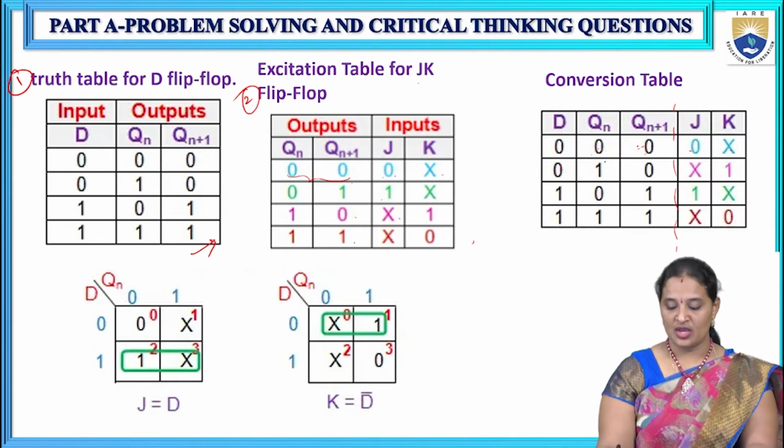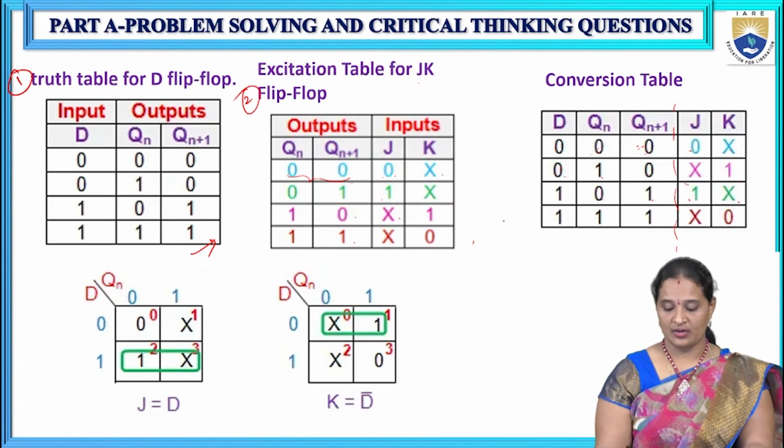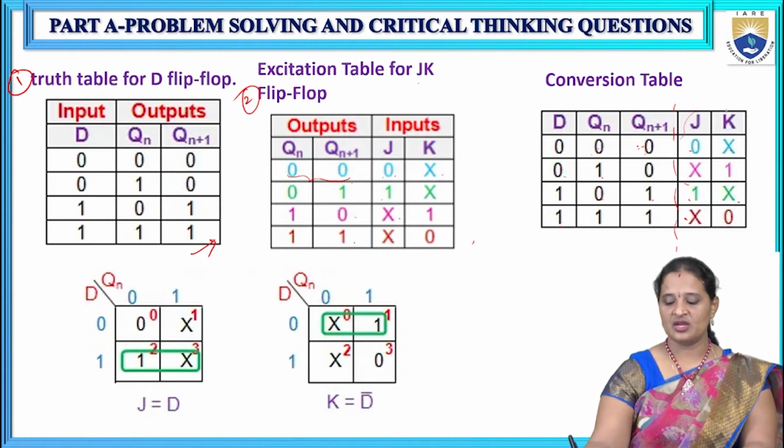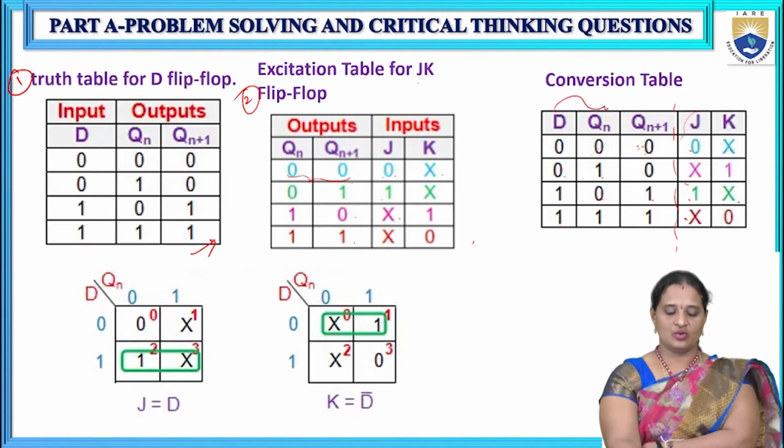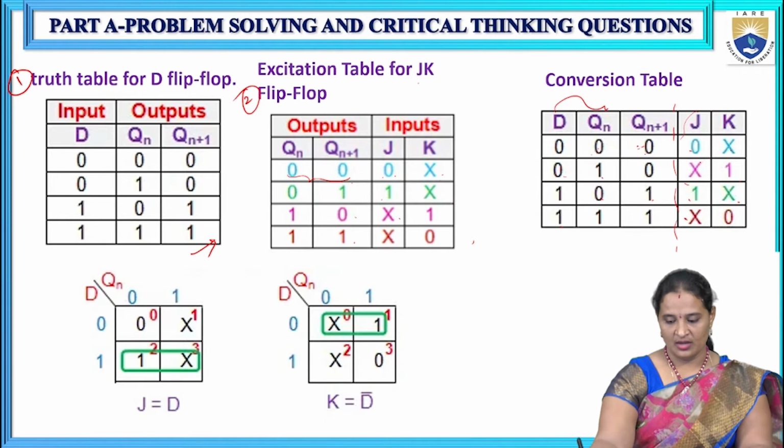Write it here. Now 1, 0: nothing but don't care, 1. Next 0, 1: that is 1, don't care. 1, 1: don't care, 0. So this is the conversion table. From this conversion table, I want to get the expressions for J and K in terms of D and Qn. So now I have drawn the K map here.